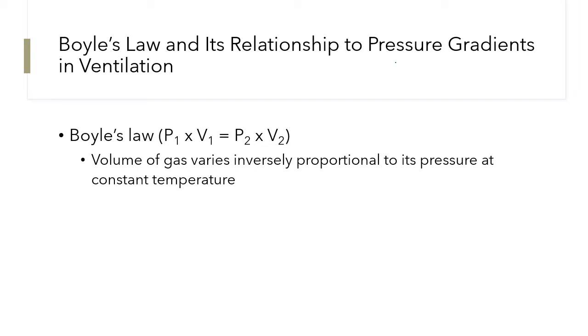So let's talk about what this is in the body. This explains how we breathe. Our body is a constant temperature. Check. As the volume of gas goes up in my lung, the pressure drops. What does that sound like? Inspiration. As the volume of gas drops in my lung, its pressure goes up. What does that sound like? Expiration.